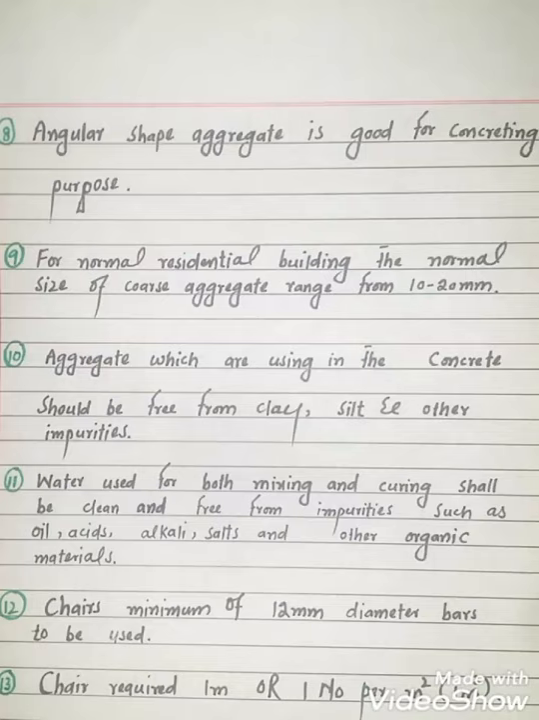Key point number 12: Chairs of minimum 12 millimeter diameter bars are to be used. One chair is required per square meter. It means per 1 square meter, the number of chairs required is 1.